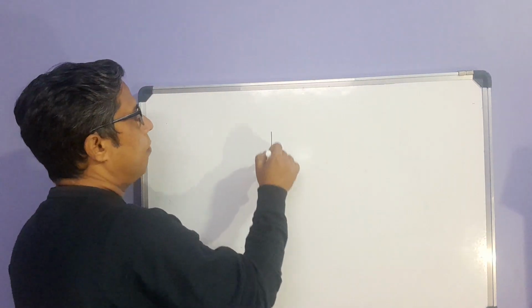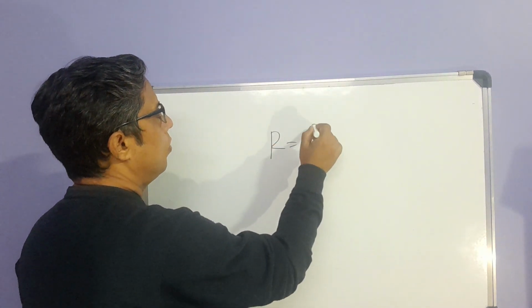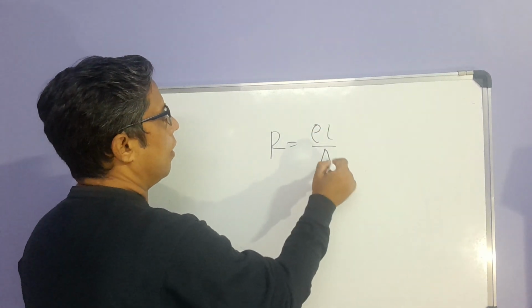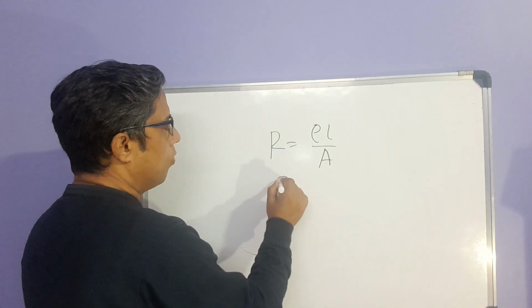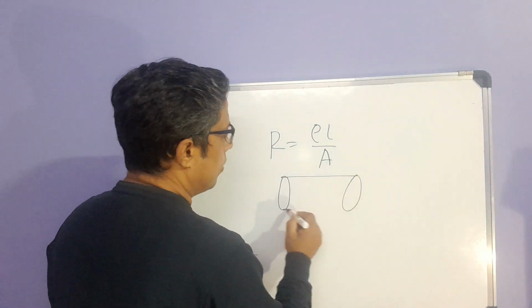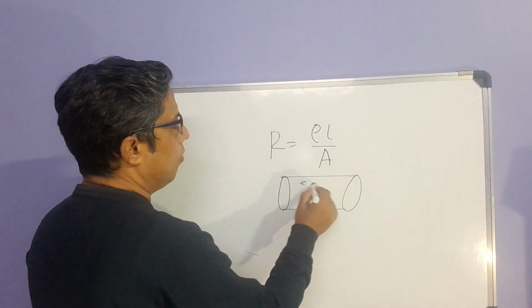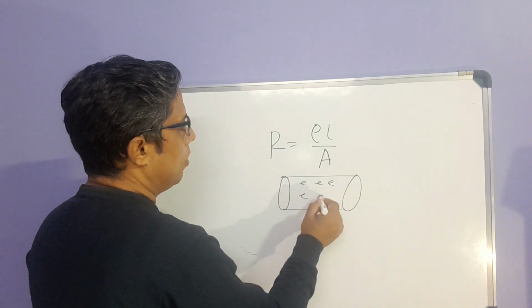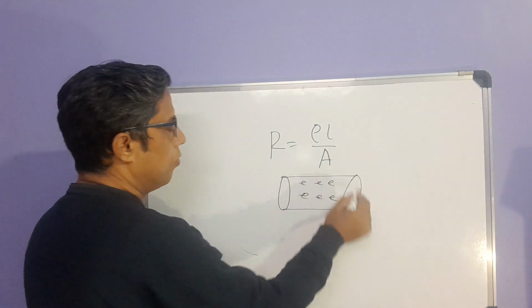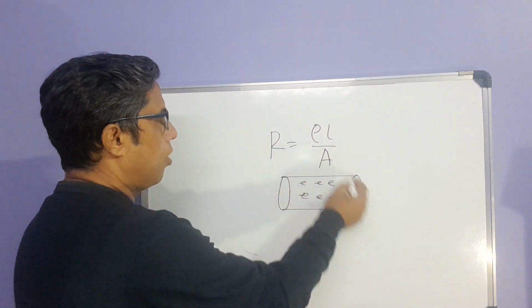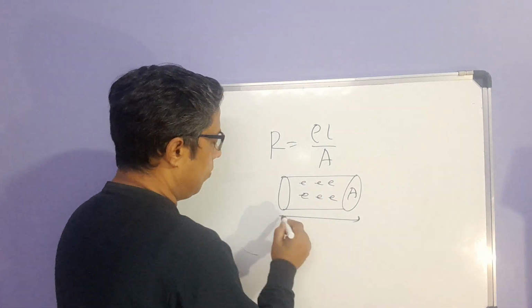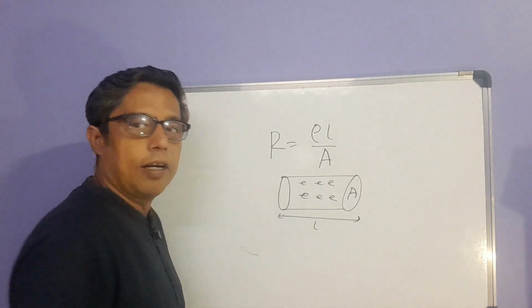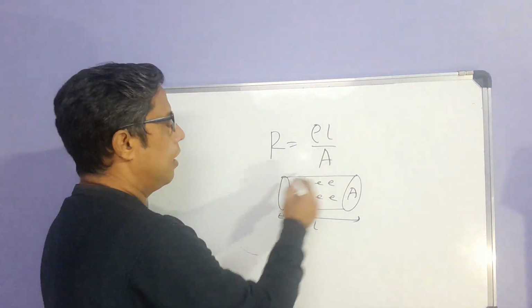And what is the formula of resistance? R is equal to rho L by A, where A is the area. Whenever you go through this formula, during revision keep in mind that you have to think like this: this is a part of a conductor, this is the area, and this is the length of the conductor. So this L is the length.